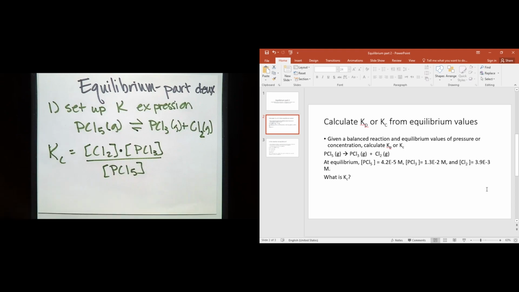Okay, so you should be pretty comfortable setting up the K expressions. All right, so that's my first step. The next thing I do is I look at the information that is given.